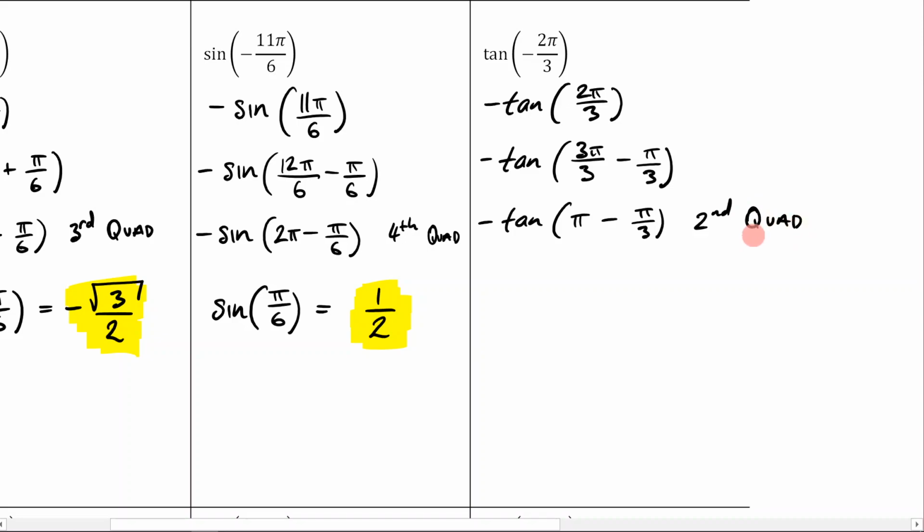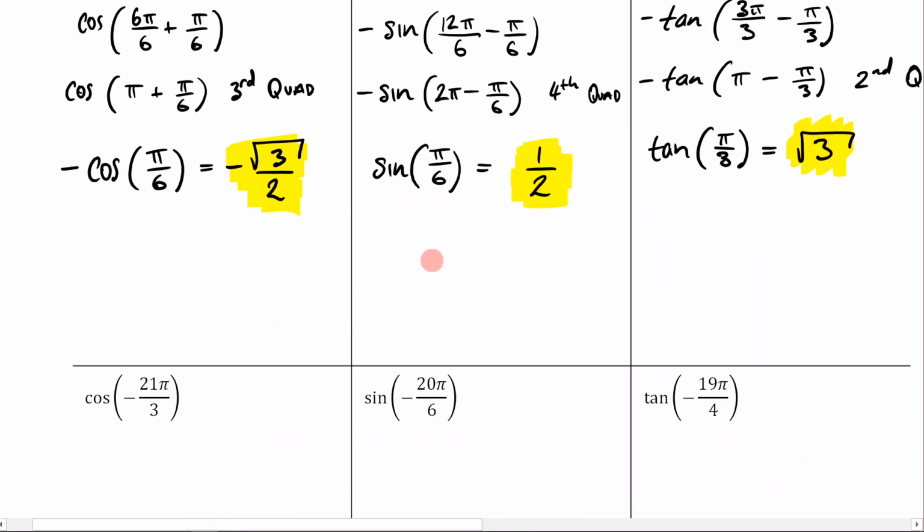And yet again, tan is going to be negative in my second quadrant. Two negatives are going to make a positive. So now I just need to figure out tan of π/3, and that's going to be the square root of 3. Again, if you're struggling with that, just use your special triangle.